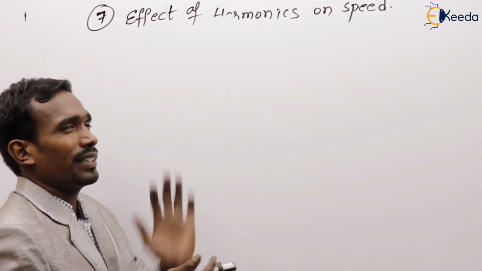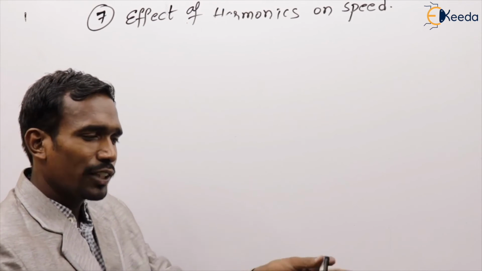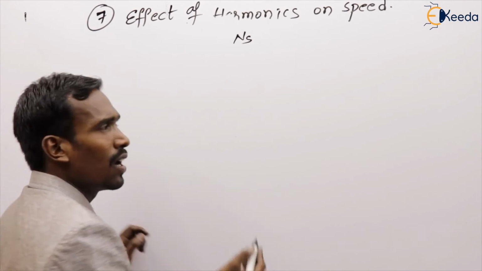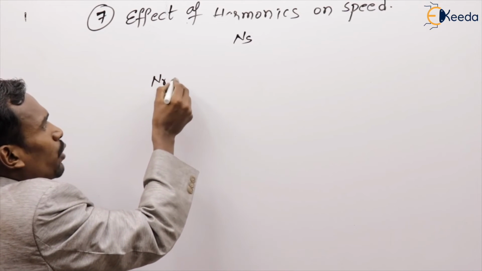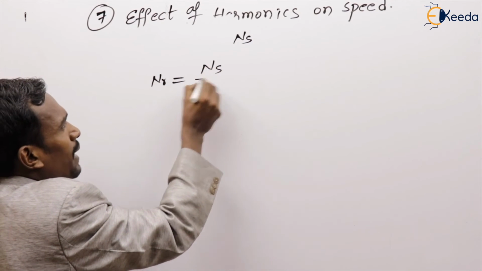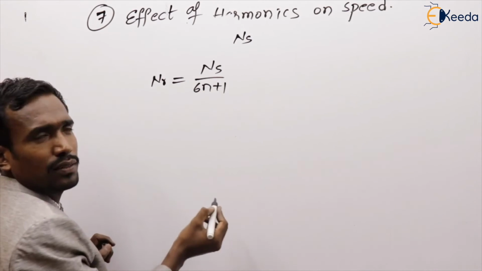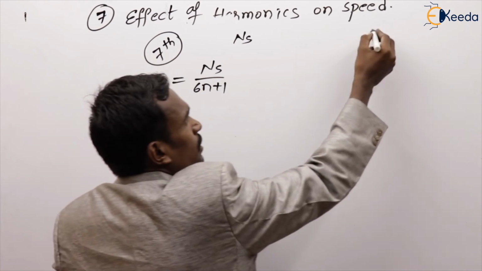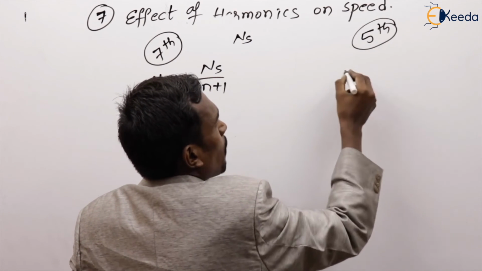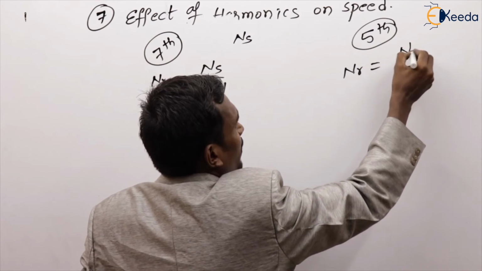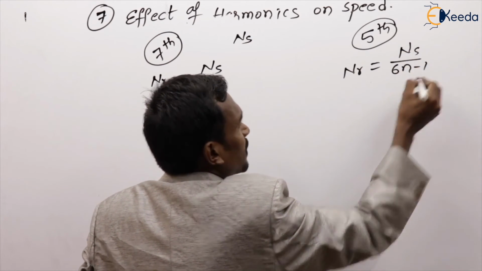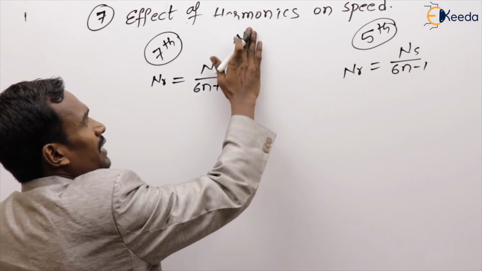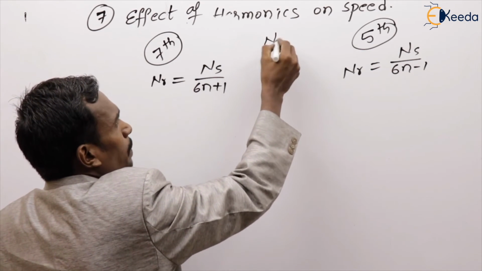The final one, the effect of harmonics. I told you already, for example, my synchronous speed is ns and my rotor speed is ns by 6n plus 1 due to 7th harmonics, and due to 5th harmonics my rotor speed is ns by 6n minus 1. I told you already, ns by 5th, ns by 7th, and generally my synchronous speed is ns.